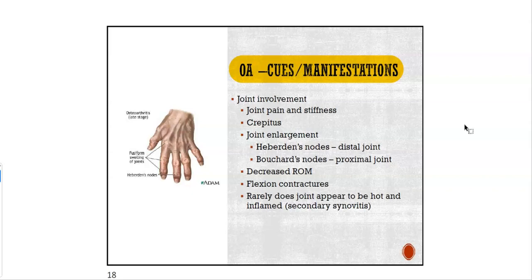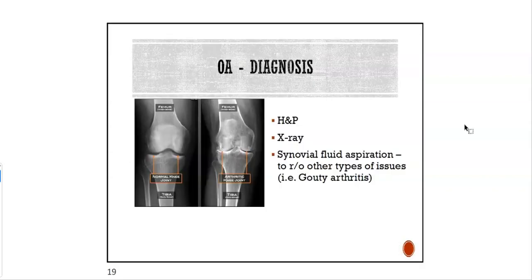Now, make sure to differentiate between OA and RA. RA is more of inflammation. We're going to talk about it later, but OA doesn't usually come with inflammation, especially since this is a disease that happens over time. So know that it is rare to see a hot and inflamed joint in osteoarthritis. So how do we diagnose osteoarthritis?